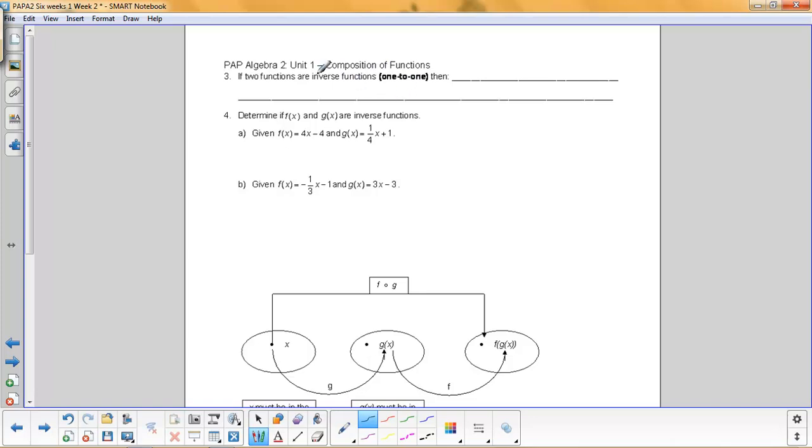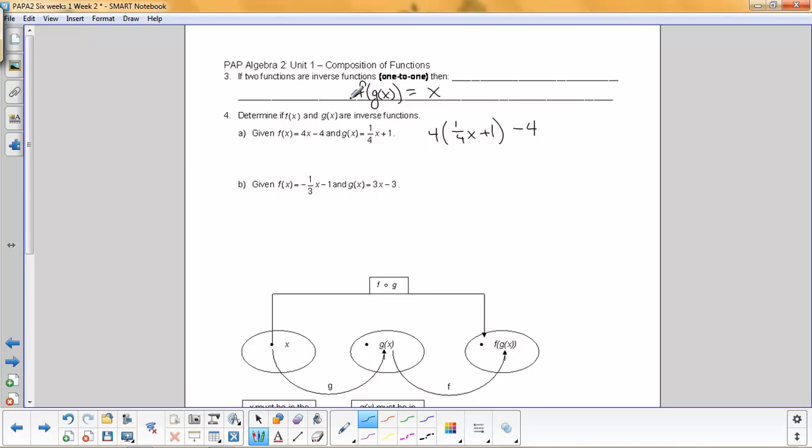Moving here, two functions are inverses of each other. If they're one-to-one, they are f of g of x equals x. It will simplify to that if they are one-to-one. So we will test that using this. So it's going to be 4 times, substitute the x value, or the g function into the x value of the f function. 1/4 x plus 1 minus 4.